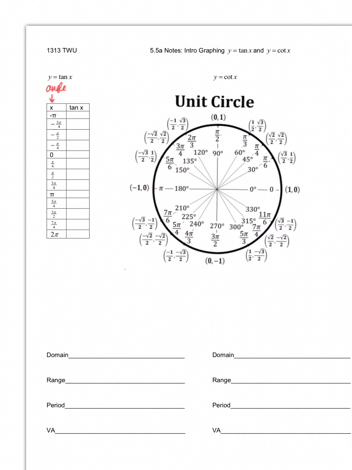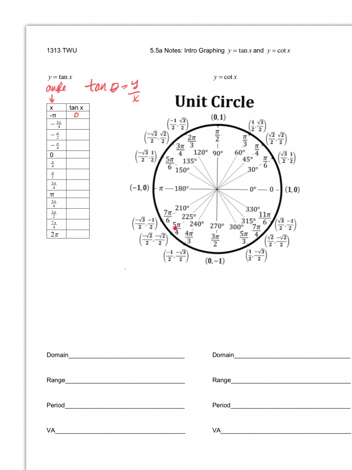Negative pi. So, oh wait, what is tangent? Tangent of x, or I should say theta. Tangent of any angle is the y over the x, right? So as I look at negative pi and I do y over x, what is that? It's just 0.